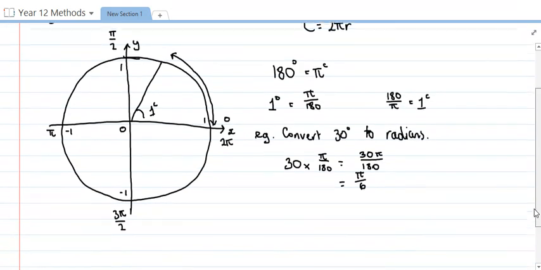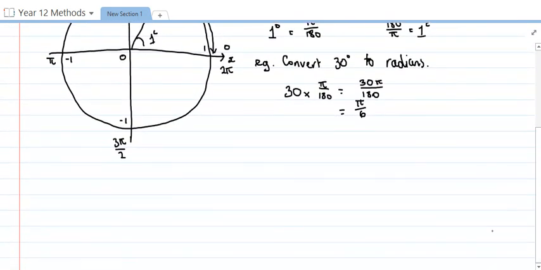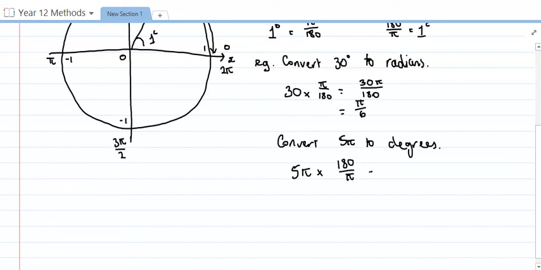So what if we were to go the other way? Convert 5 pi to degrees. Now if we were to do that, then we would do 5 pi times 180 over pi. You'll notice that the pi's cancel each other out, and so we're left with 5 lots of 180 degrees, which is 900 degrees.